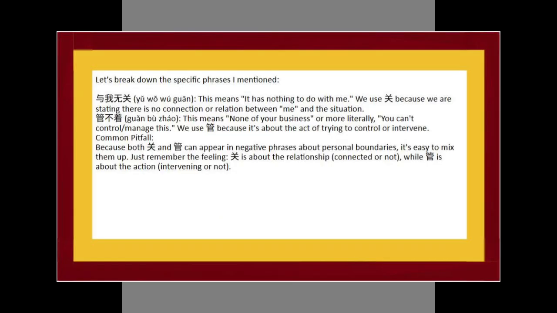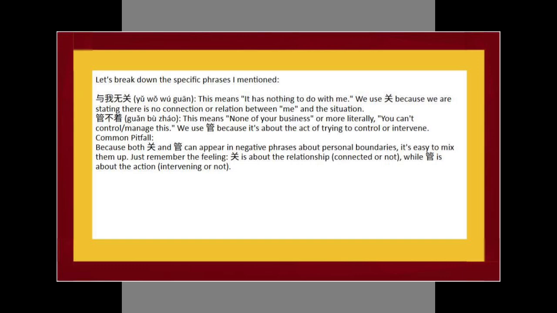Let's break down the specific phrases I mentioned. 与我无关 means it has nothing to do with me. We use 关 because we're stating there is no connection or relation between me and the situation. 你管不着 means none of your business, or more literally, you can't control or manage this. We use 管 because it is about the act of trying to control or intervene.